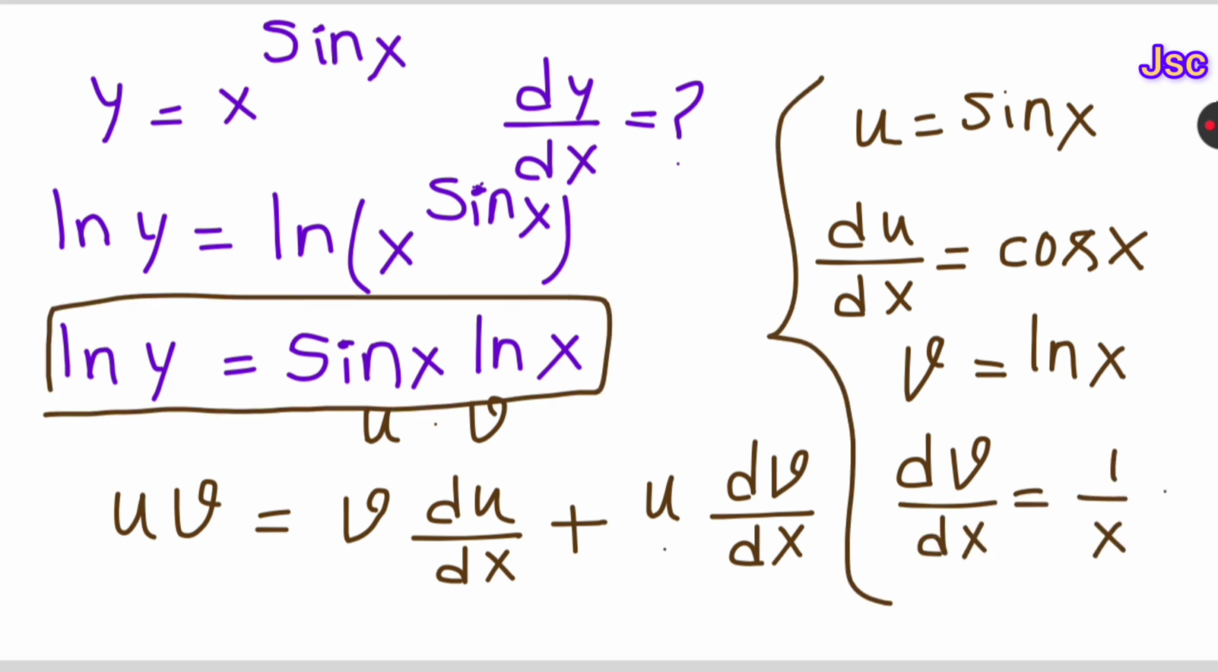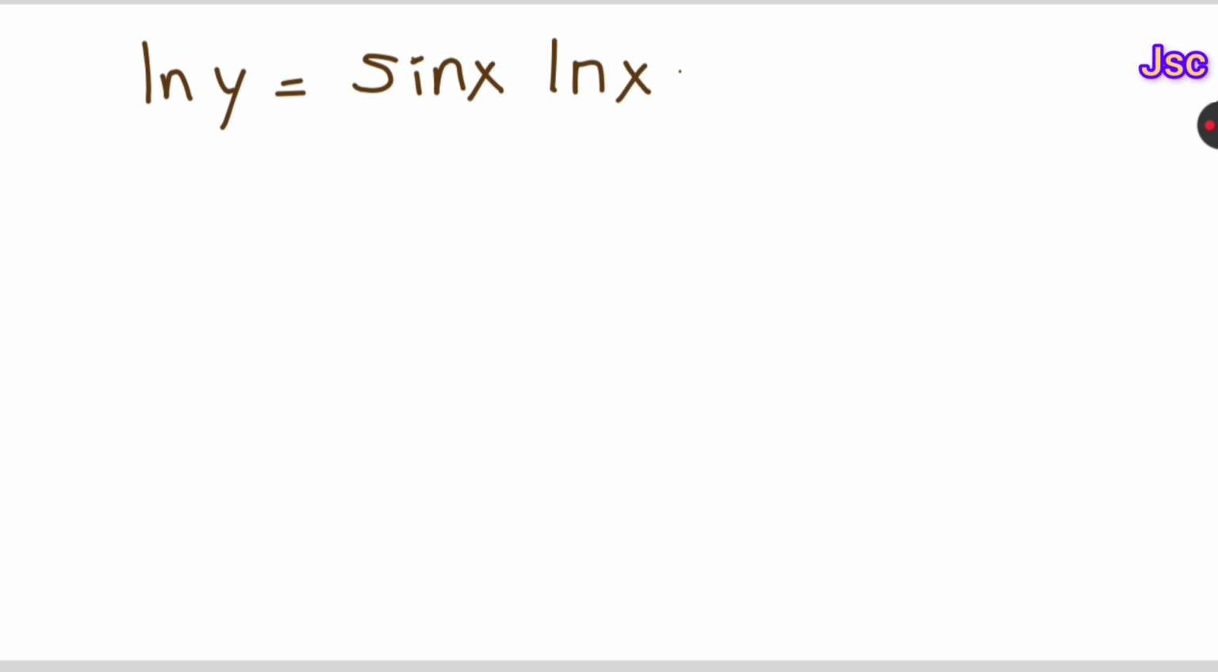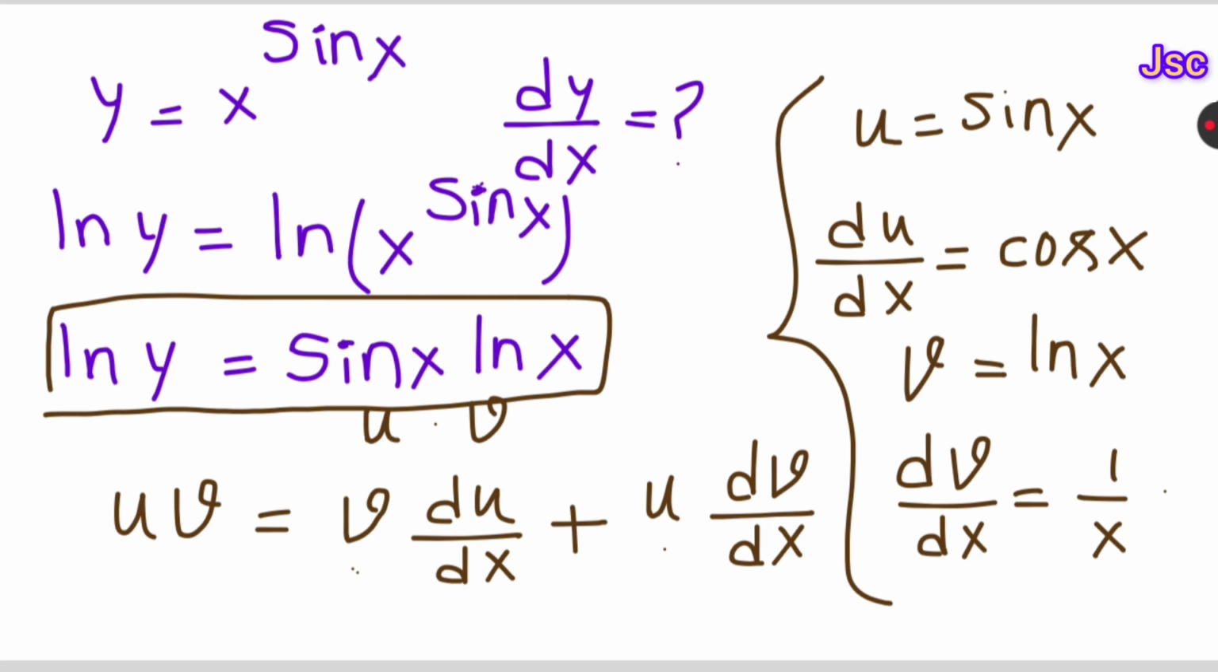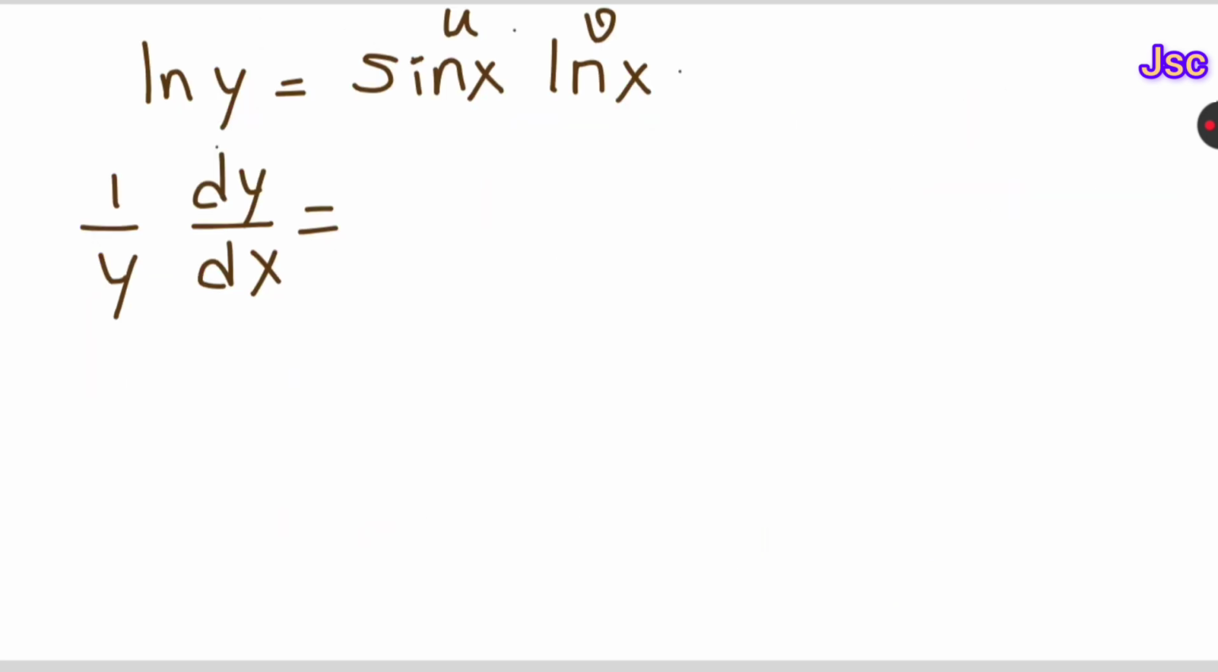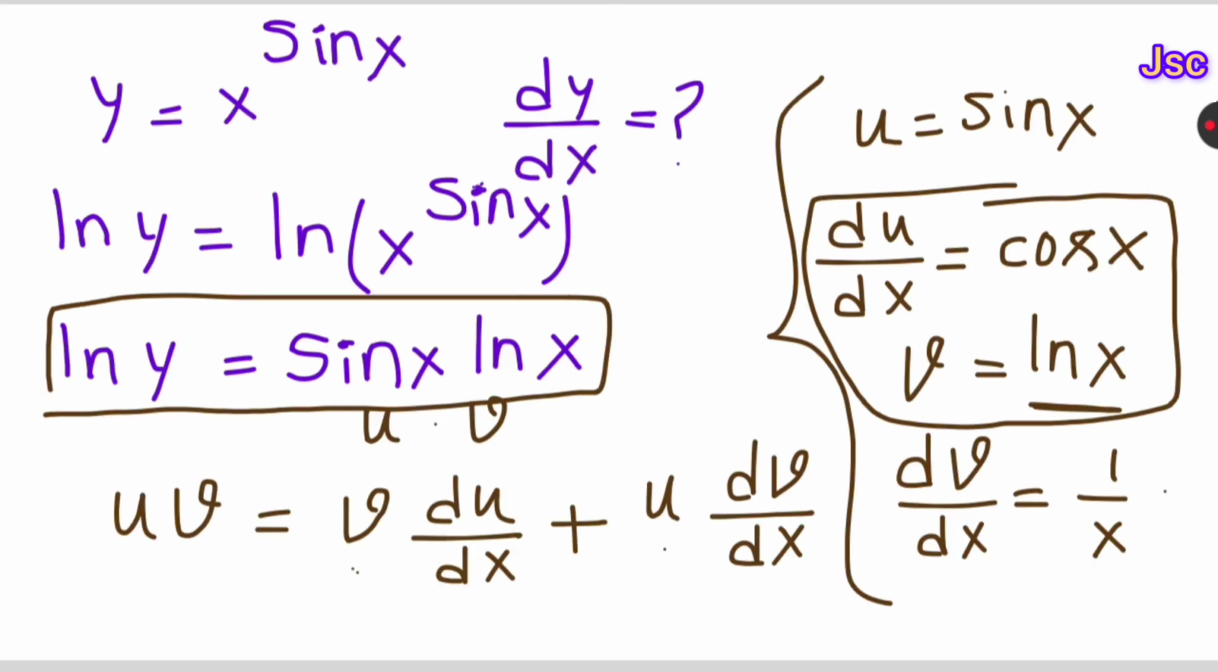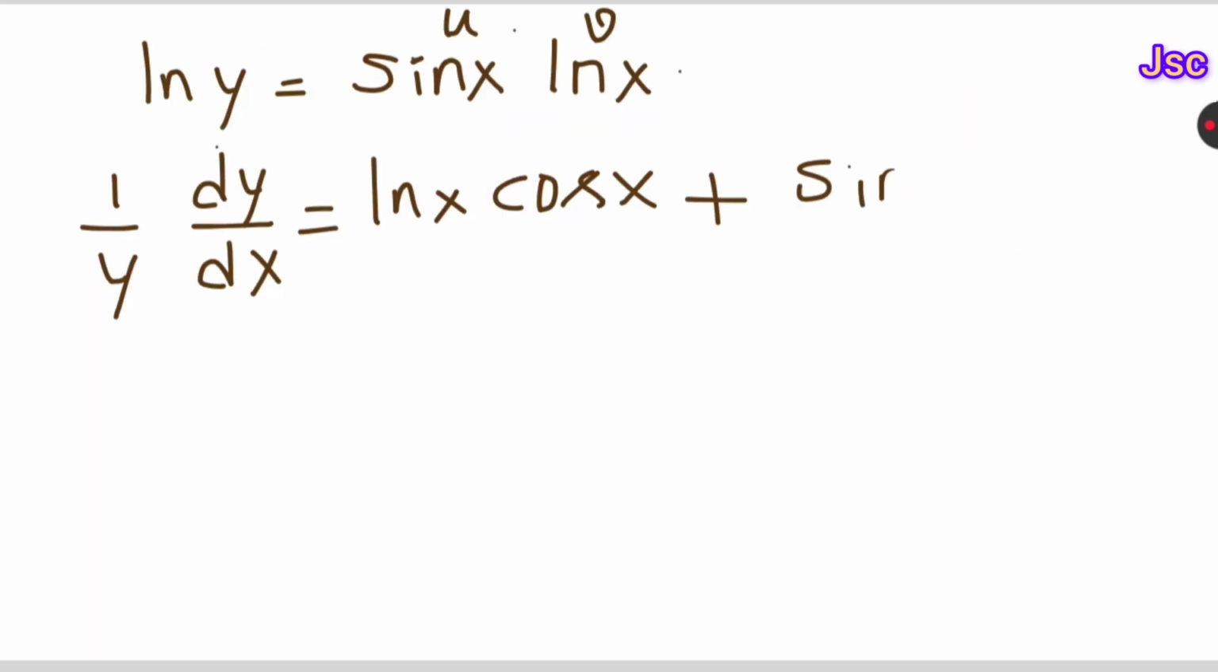Let's substitute these values. So when you do derivative of this, ln y is 1 over y, we are doing with respect to x. So that is equal to, it is the form of u times v. What is the formula? v times du over dx. v is ln x, du over dx is cos x. So you have to write these two terms. Ln x times cos x. Plus we have u times dv over dx. So u is sin x and dv over dx is 1 over x. Sin x times 1 over x.